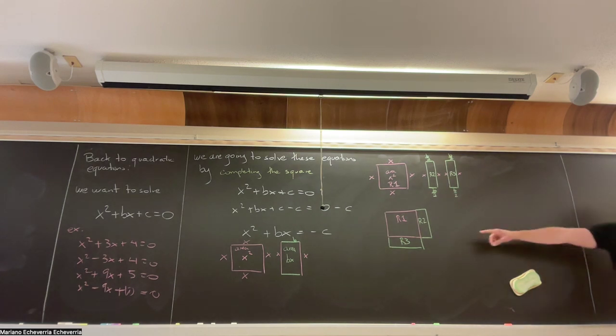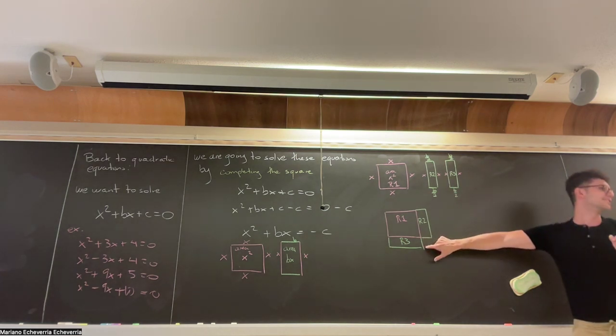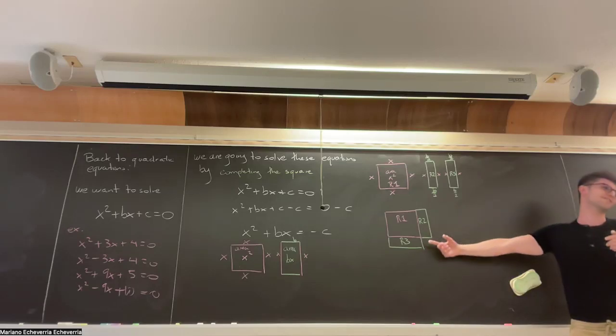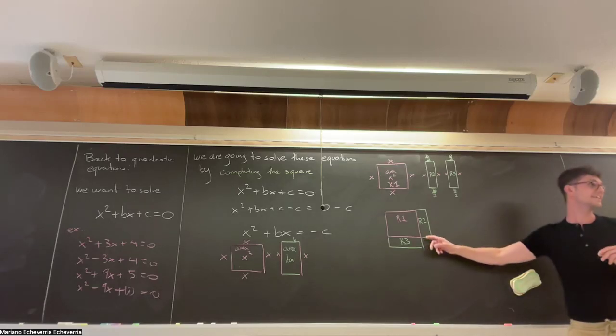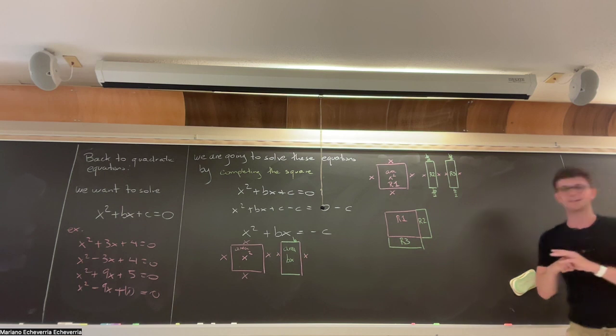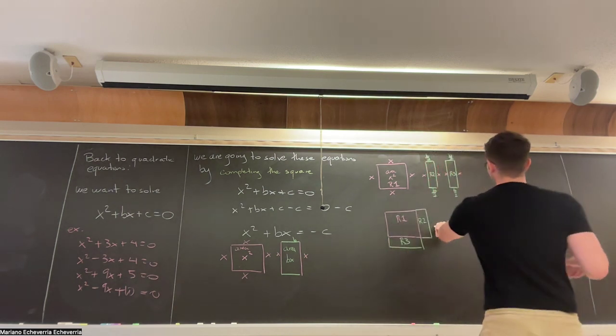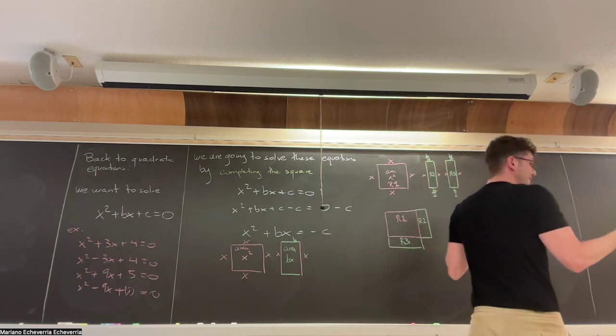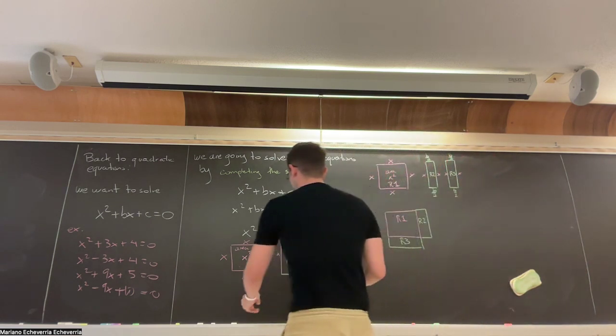If you display it this way, you see there's some piece missing here. That's what completing the square means. You want to fill this out to get a square, so you add an extra piece that will complete the square.